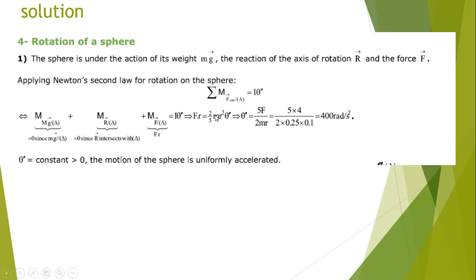We replace I by its expression, and we can simplify by R and the square. We find finally the angular acceleration equal to 400 radians per second squared. Theta double prime is a positive constant, so the motion of the sphere is uniformly accelerated. So the sphere describes a circular uniformly accelerated motion.